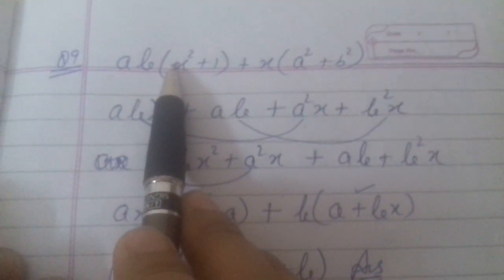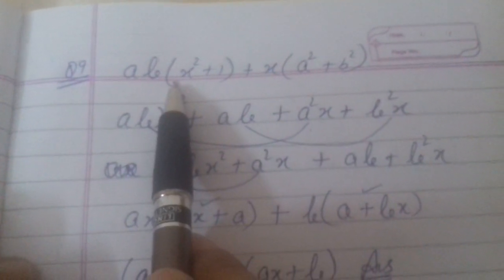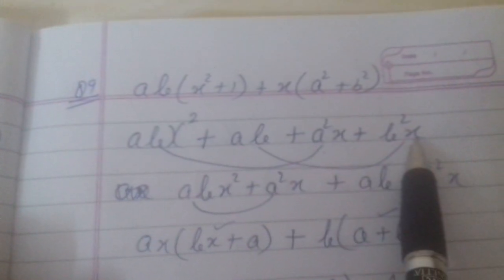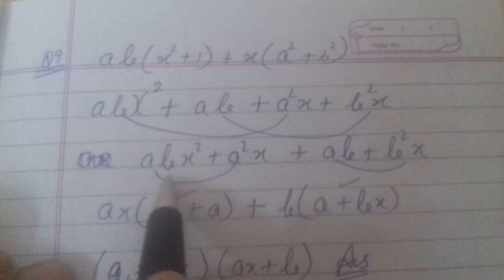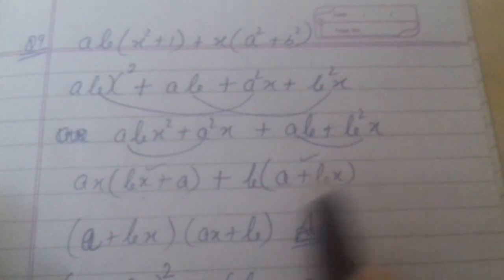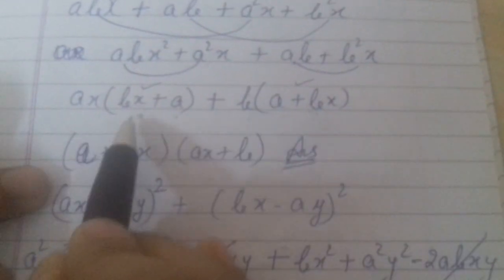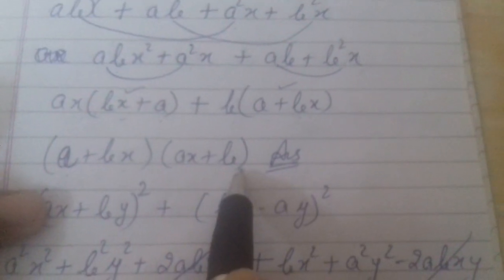So let's change the pair. Clear? If we take these two terms as the pair, then we'll get the same term. So I combined this term with third and second with fourth. Okay children, this is the combination. So what is common from here? Ax. So inside you are left with bx plus a. Here b is common, a plus bx. Look, these two are same terms. So what we'll get? A plus bx common from both and ax plus b.